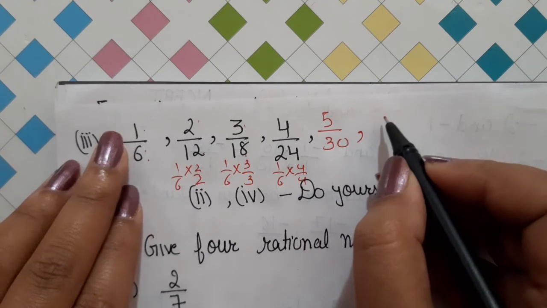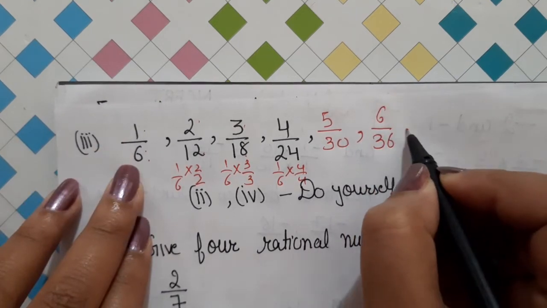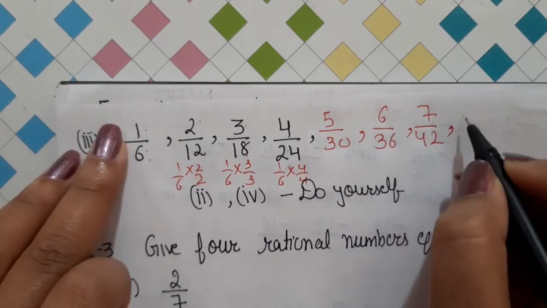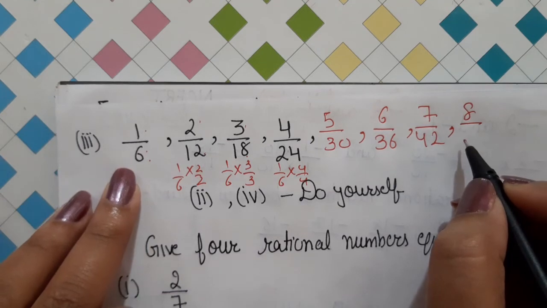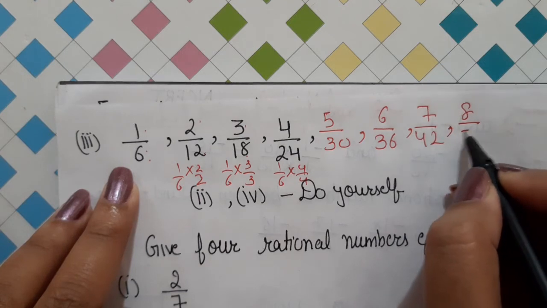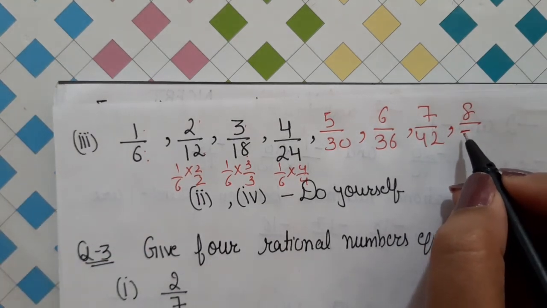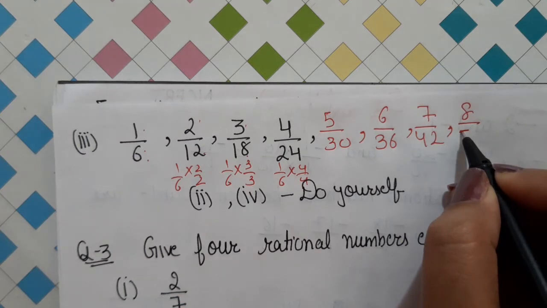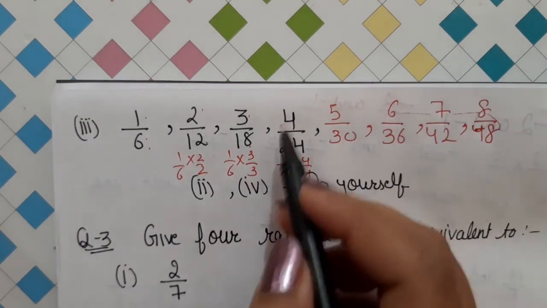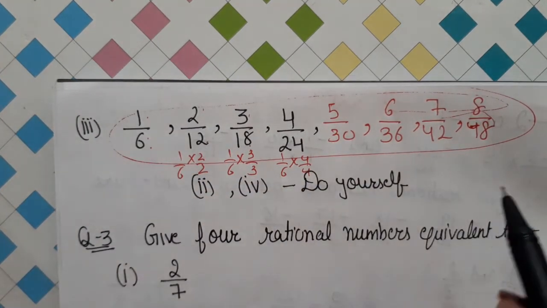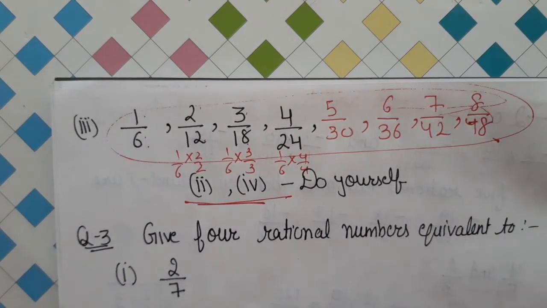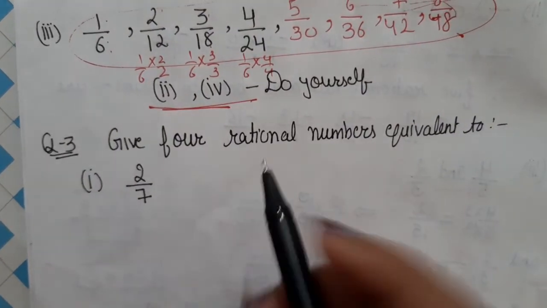Now we will multiply by 6. 6 1s are 6, 6 6s are 36. Now we will multiply by 7. 7 1s are 7, 7 6s are 42. Now we will multiply by 8. 8 1s are 8, 8 6s are 48. Okay. So this is how you will complete the pattern. Second and fourth part do yourself. These are same.